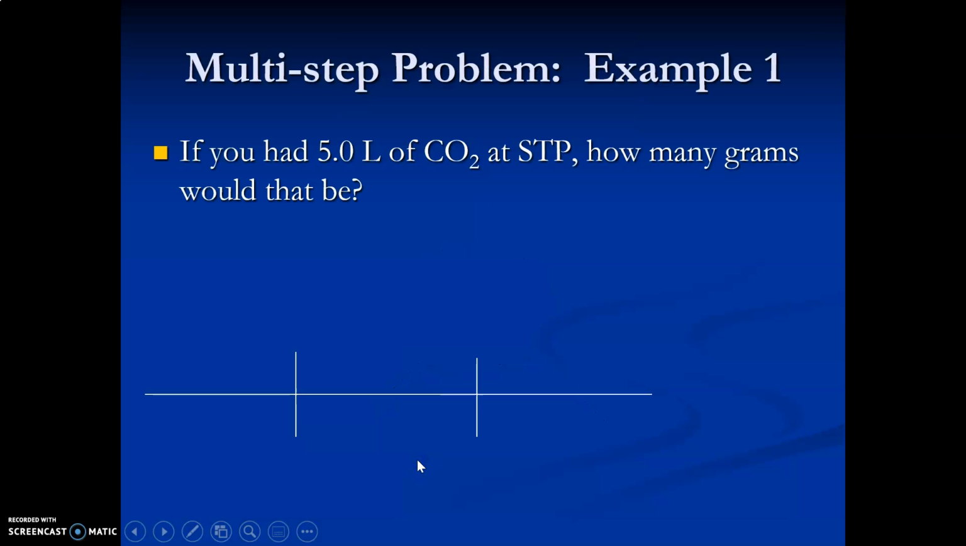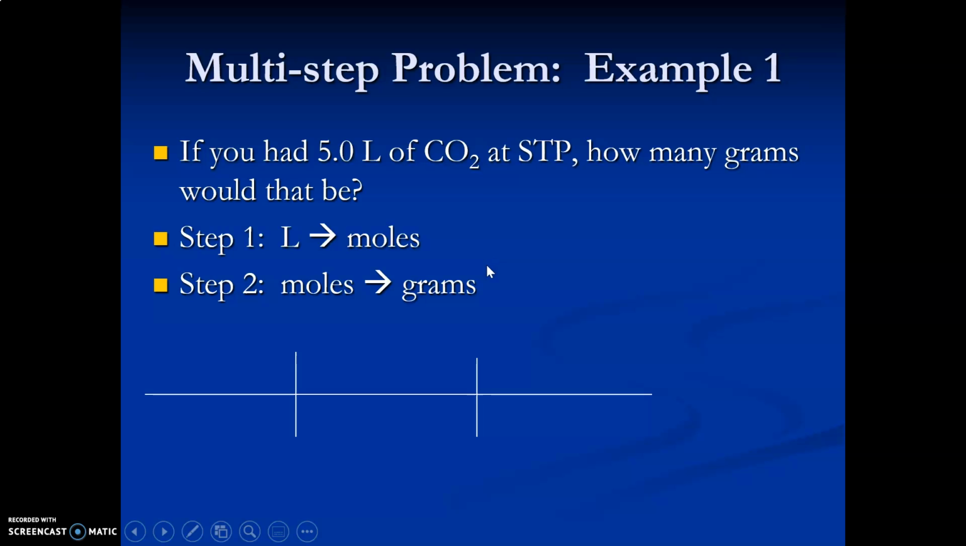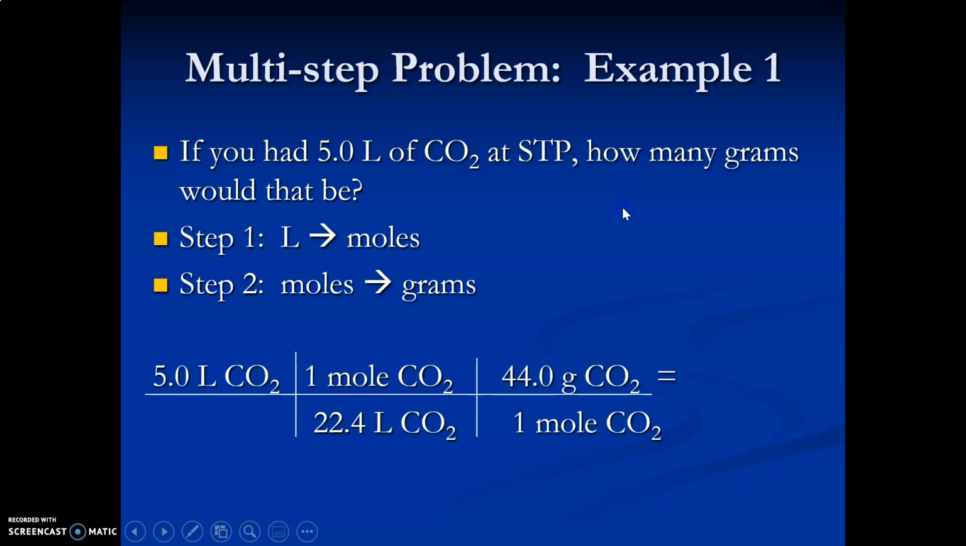All right, so let's look at this question. It says we have 5 liters of CO2. How many grams would that be? So we can't go directly from liters to grams, but we can go to moles, and then once we have moles, then we can go to grams. So this is going to be a 2-step problem, but you can do it all in the same fence. You don't have to break it into multiple fences.